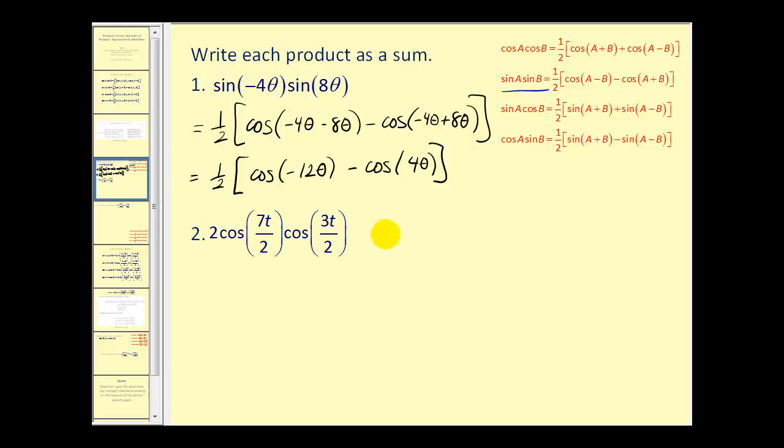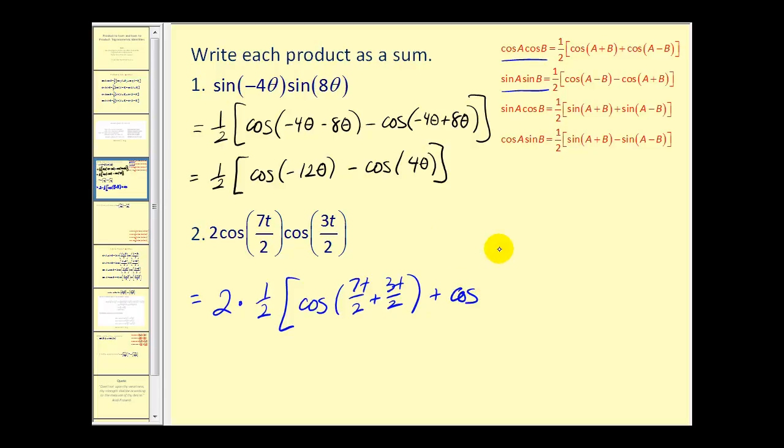Let's go ahead and try another. Here we have 2 times cosine 7t over 2 times cosine 3t over 2. Notice we do have a coefficient of 2 here, so we have to be careful with that. We have the product of two cosine functions. So now we're looking at this first identity where angle A is 7t over 2 and angle B is 3t over 2. So this will equal 2 times 1/2 times the quantity cosine of A plus B plus cosine A minus B. So be careful, we did have a coefficient of 2.